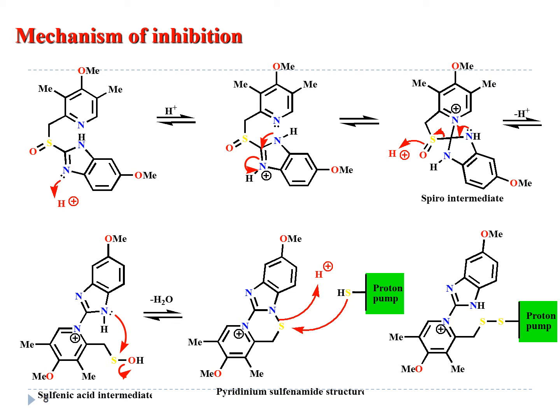This covalent linkage with the cysteine 813 of the H plus K plus ATPase pump inhibits the pump, thereby not allowing the acid to secrete over a long time. Though the plasma half-life of the drug is 60 to 90 minutes, we find that due to this covalent linkage, the activity lasts for almost 24 hours.